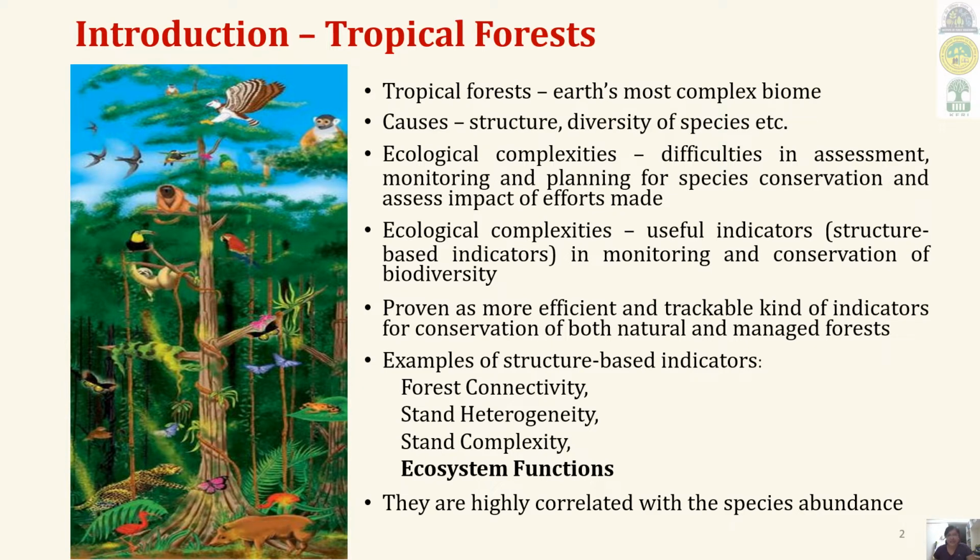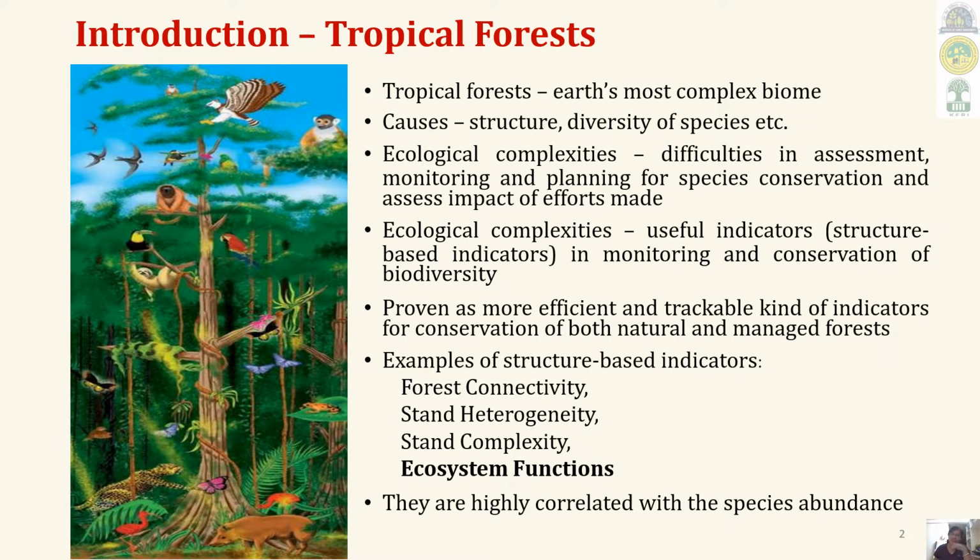While these structural complexities are problems, they can also be solutions in the form of structure-based indicators of biodiversity. These are proven as effective and trackable indicators for natural and managed forests. Examples of such structure-based indicators are forest connectivity, for example, canopy connectivity, corridors, etc.; stand heterogeneity, such as plants of various sizes and forms, presence of water bodies, rocky outcrops, etc.; stand complexity, like multi-layered canopy and stratified distribution of plants and animals on trees and canopy levels; and ecosystem functions, which refer to the role of these species and structures.